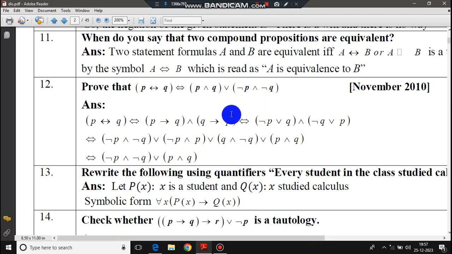This type of problem would be asked in the university questions. We should not use the truth table to prove one equivalence formula is exactly equal to another logical formula. That's what we have seen in this class. Thank you.